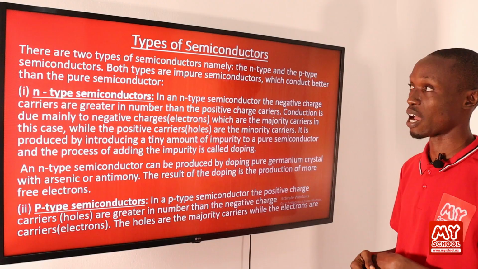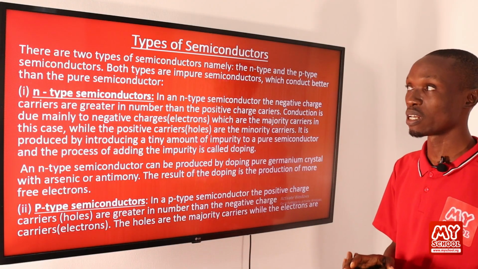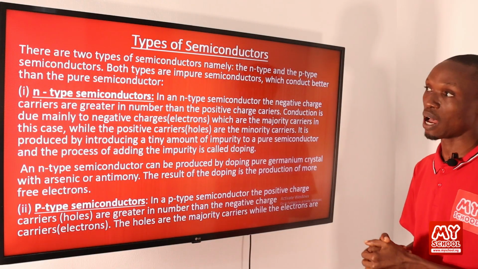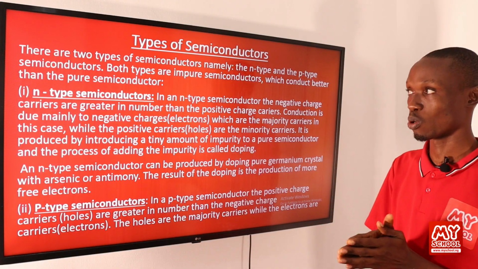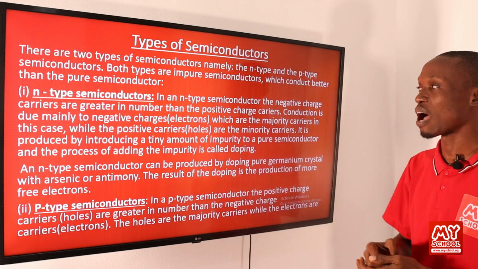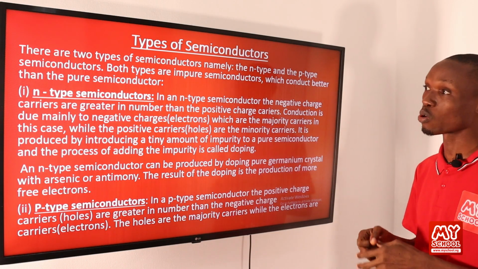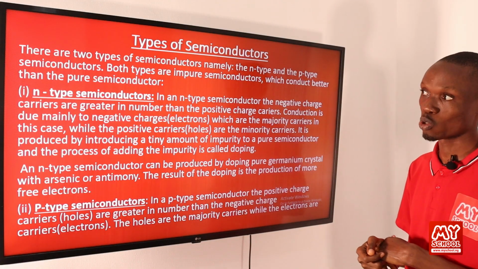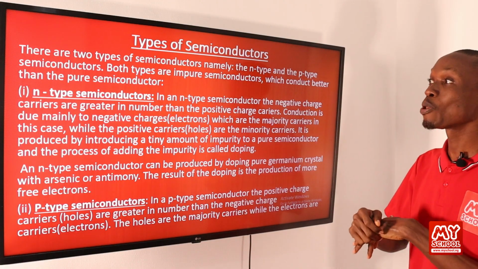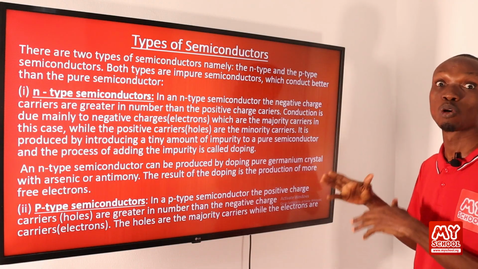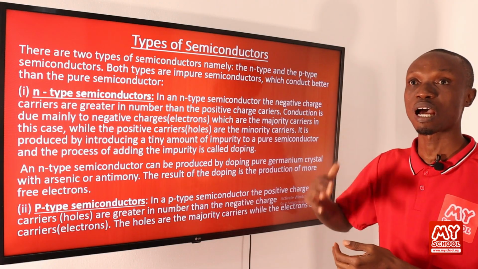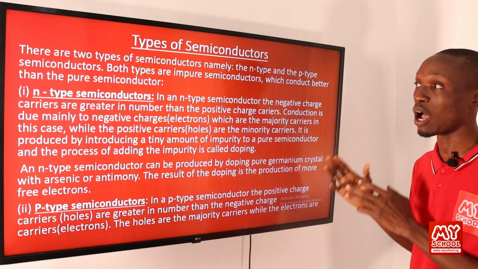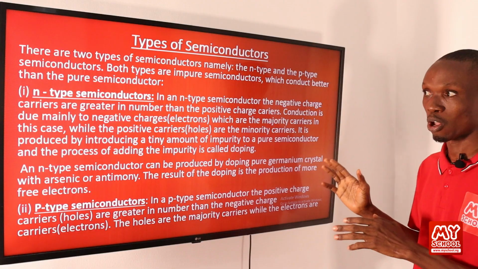Now, let's talk about the types of semiconductors. So basically, there are two types of semiconductors, namely the N-type and the P-type semiconductors, okay? Both types are impure semiconductors, which conduct better than the pure semiconductor. So you can't get a pure N-type or P-type semiconductor. Whenever you see N-type or P-type semiconductor, basically you are referring to an impure semiconductor, okay?